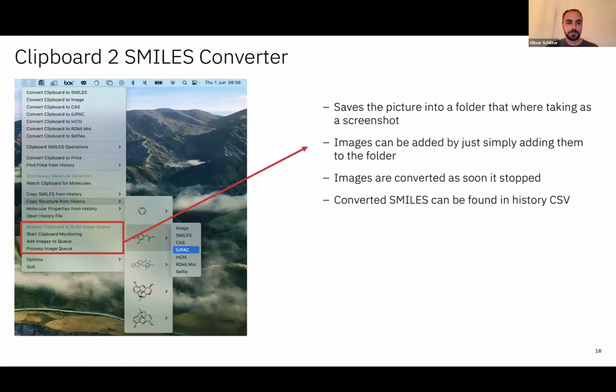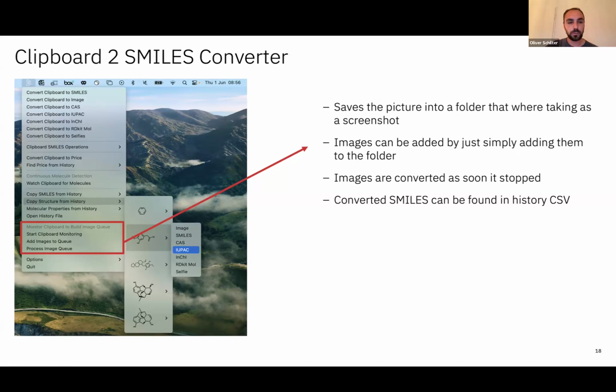And again, there's a mode where you can build up a queue. This queue is basically because the image to SMILES conversion takes a while, a couple of seconds. You can put full images in a folder, and the folder is converted automatically to SMILES and saved into the history. The handy part is that you can then open the history file and just copy paste the SMILES that you just translated.